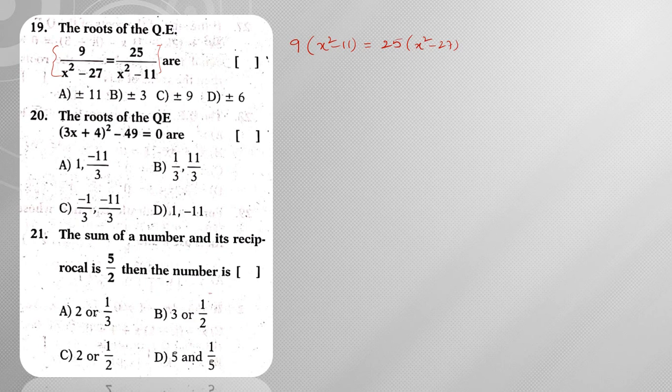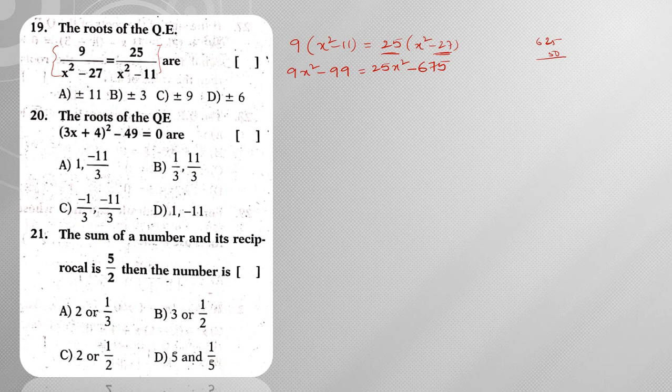Now on simplification, how can I write it? 9x square minus 99 is equal to 25x square minus 25 into 27. So already we know 25 squared is 625. Next, 25 into 27 means 2 more 25s will be added. 2 25s are 50, that means we need to add 50 to this. Clearly I can get 675.